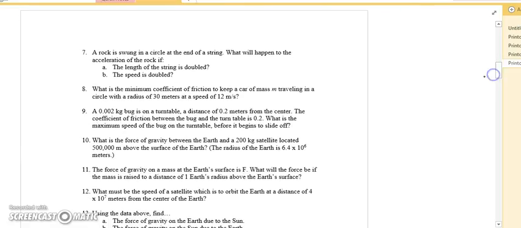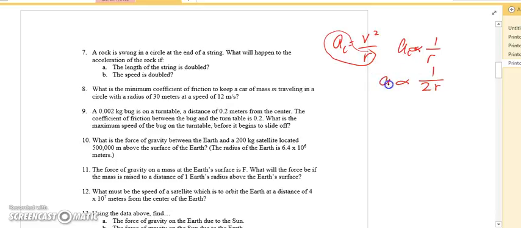Okay, this one here: a rock is swung in a circle at the end of a string. What will happen to the acceleration of the rock if the length of the string is doubled and the speed of the rock is doubled? So, again, looking at this equation here, centripetal acceleration is equal to v squared over the radius. So these two have an inverse relationship. If one goes up, the other goes down. So centripetal acceleration is proportional to 1 over the radius. Twice the radius would give me half the acceleration.